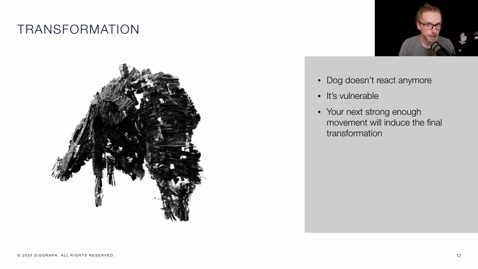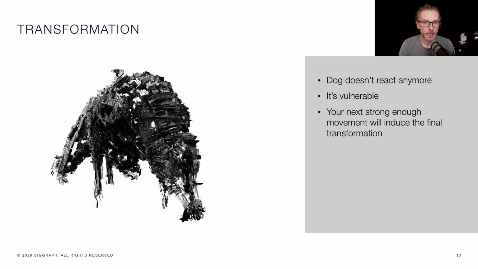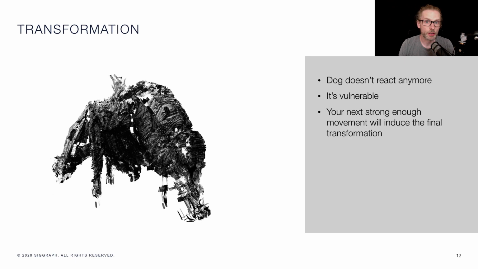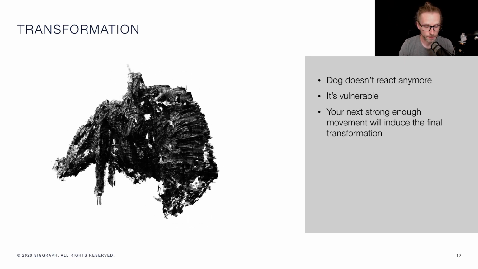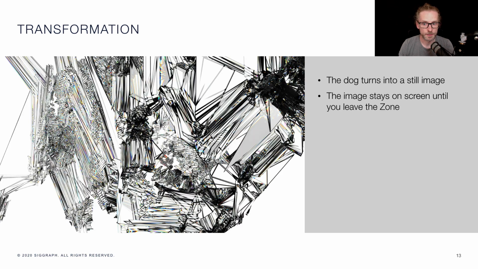It doesn't react anymore, it's vulnerable, and your next strong enough movement will actually induce its final transformation. So when you do this movement, the dog turns into a still image. And this image stays on screen as long as you stay within the bounds of the zone. If you leave, the image disappears, the dog disappears, and you're left with the white lit wall.